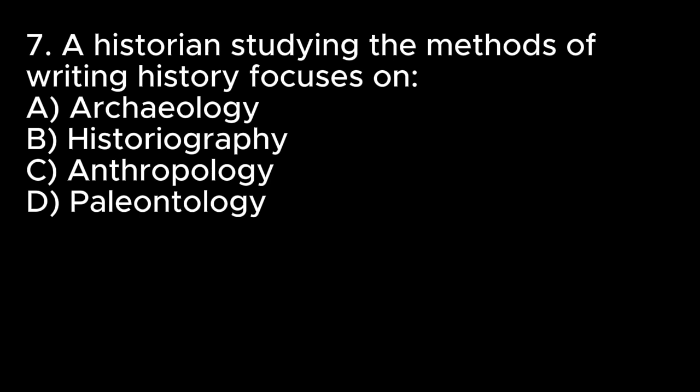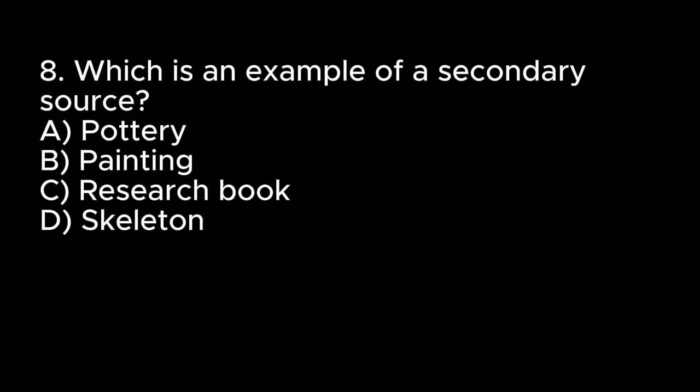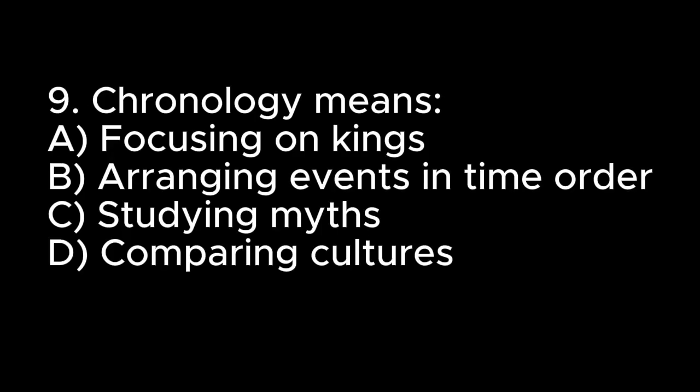8. Which is an example of a secondary source? A. Pottery. B. Painting. C. Research book. D. Skeleton. Answer: C. Research books interpret primary sources. 9. Chronology means A. Focusing on kings. B. Arranging events in time order. C. Studying myths. D. Comparing cultures. Answer: B. Chronology organizes events by dates.